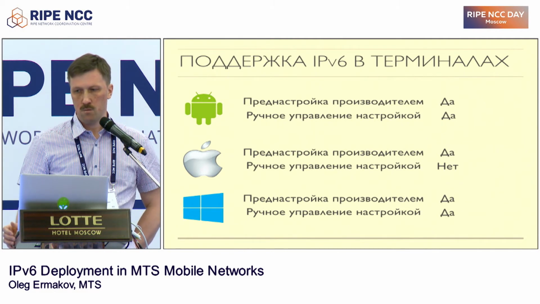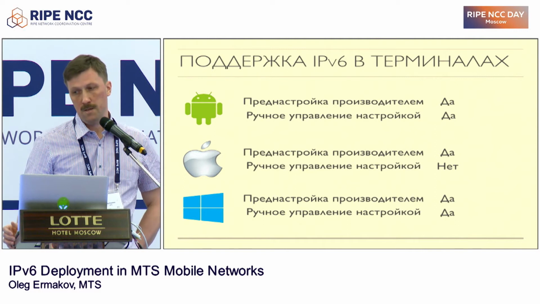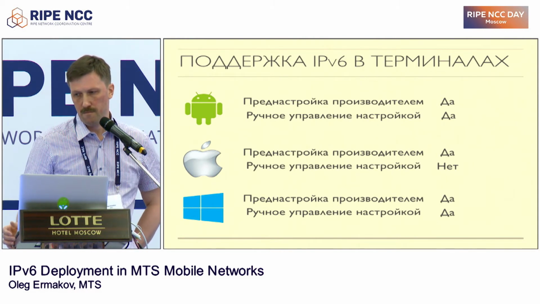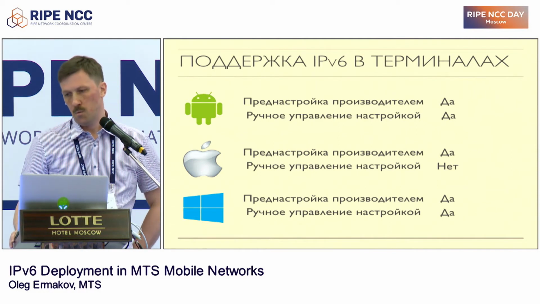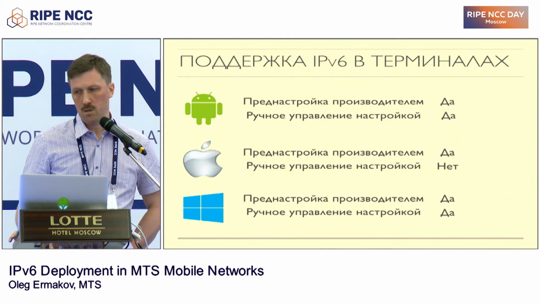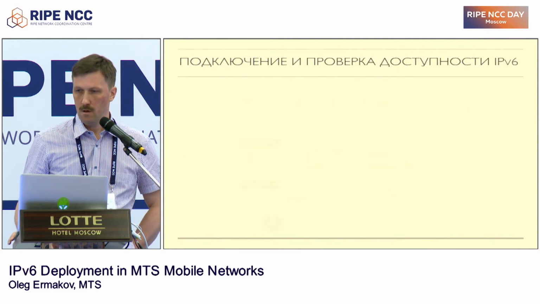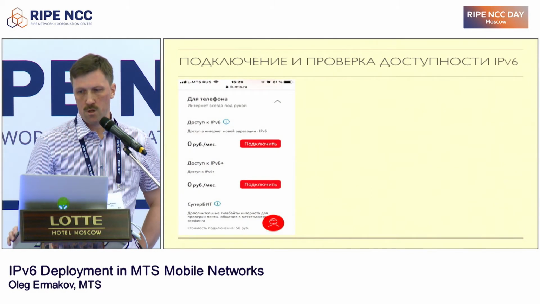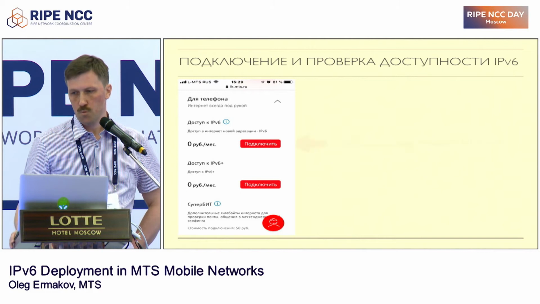Apple also supports it, but users cannot manage that setting manually in the phone. This can be done centrally only, and starting from version 11.3, this setting is IPv4, IPv6 enabled by default for our network. Windows, I don't have much information about Windows because we don't have too many of those devices, but they too support IPv4, IPv6.